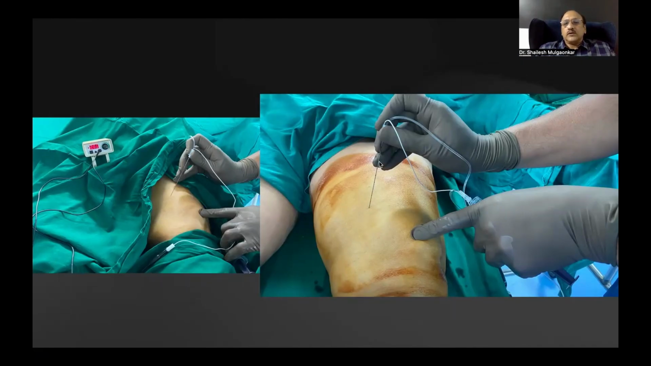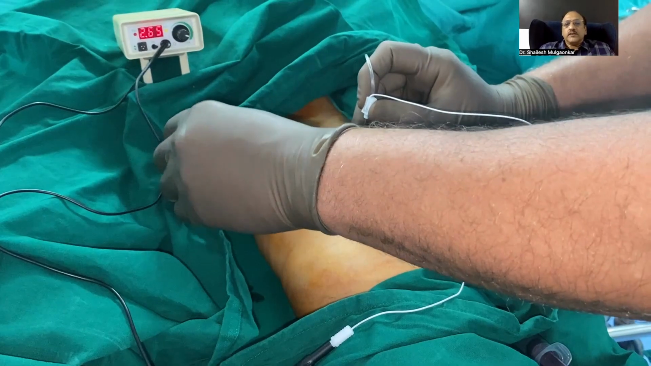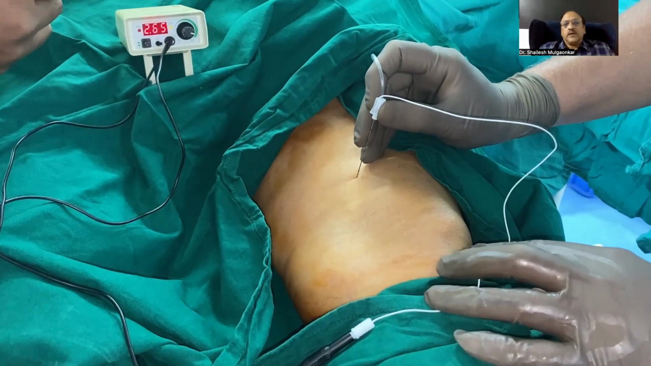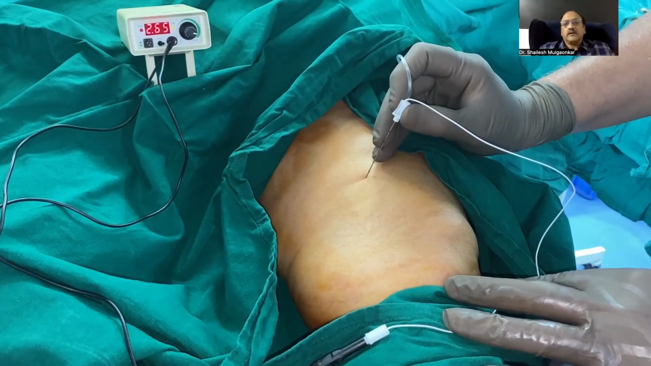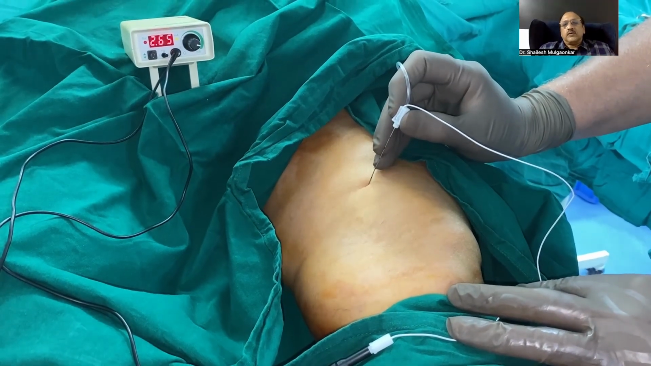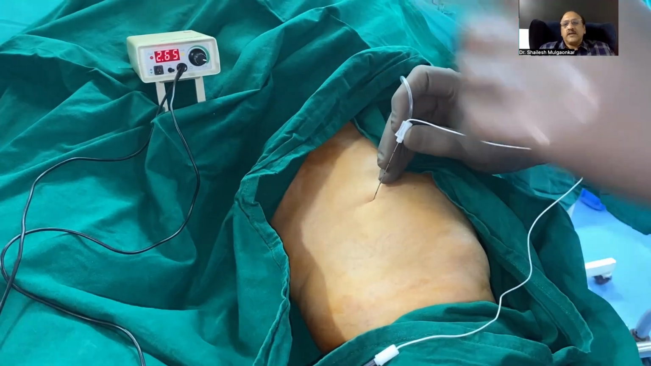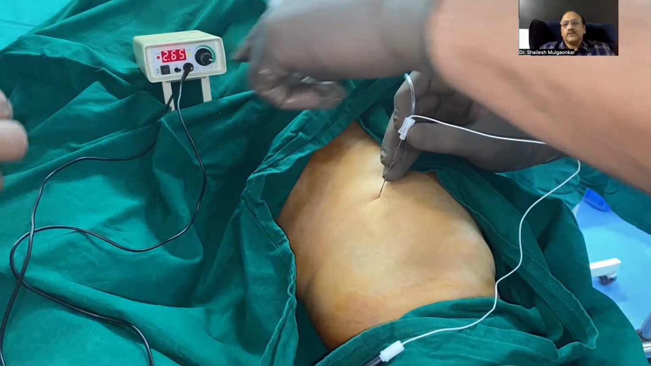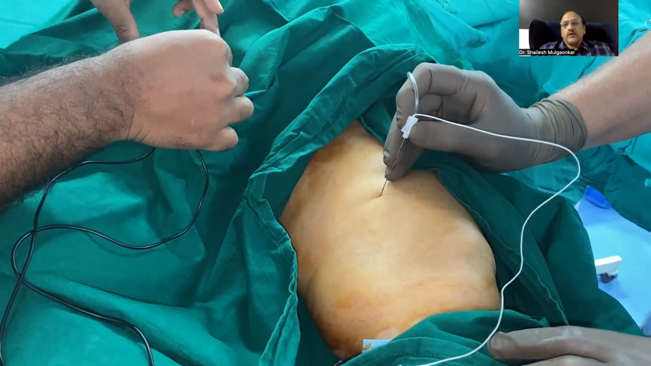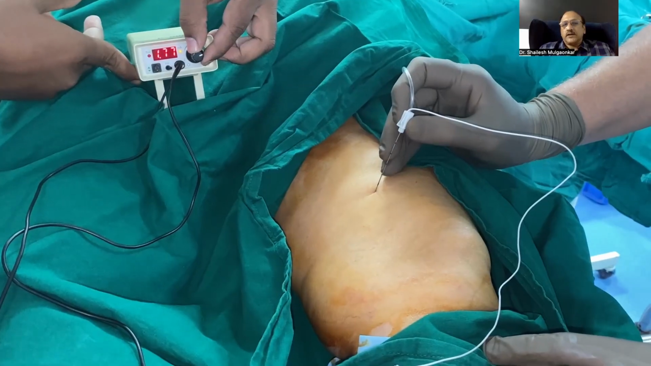And you have to use a longer needle, at least an 8 to 10 centimeter needle, and go perpendicular. First infiltrate a little local anesthesia and then go deep inside. Now, if you see this, actually my assistant had kept a little higher current, so the nerve to vastus medialis is getting stimulated. So this is the end motor response. Now you have to keep on reducing the current, as I told you, to 0.5.